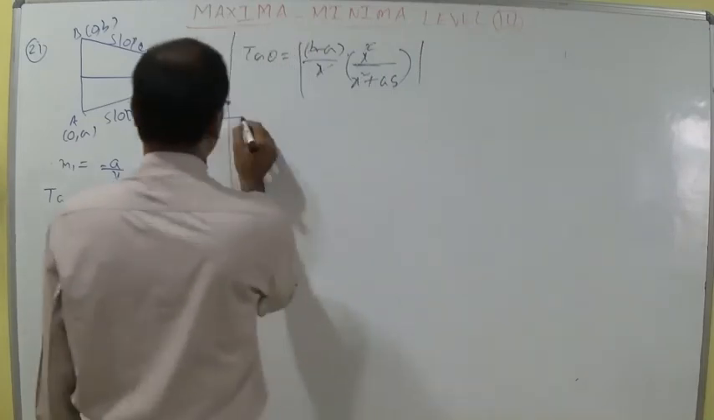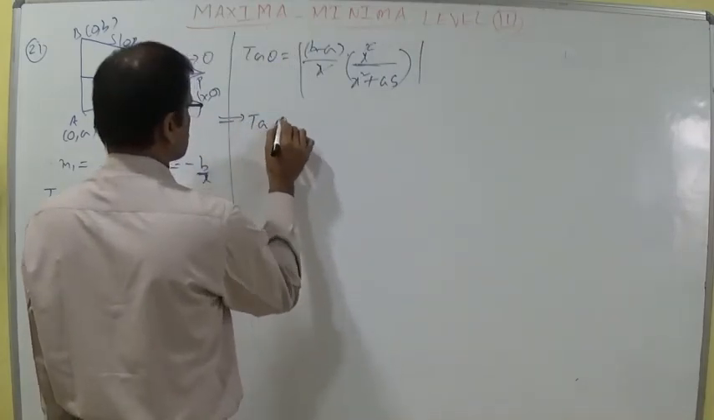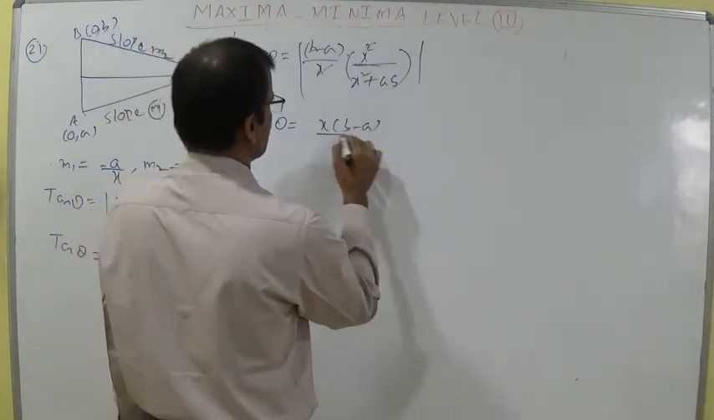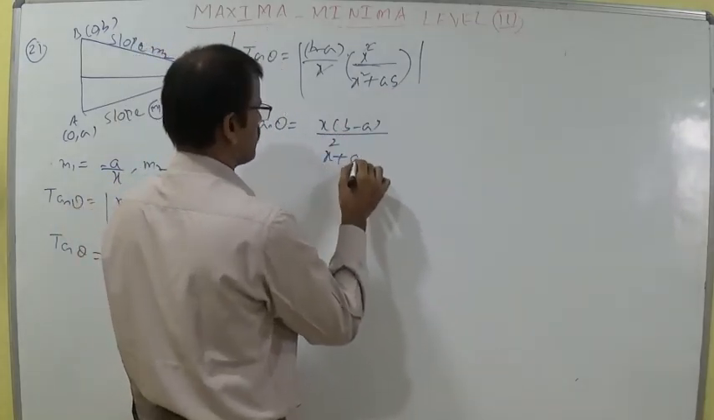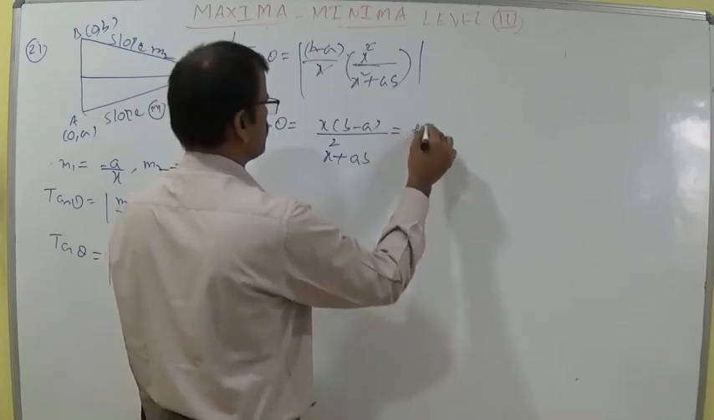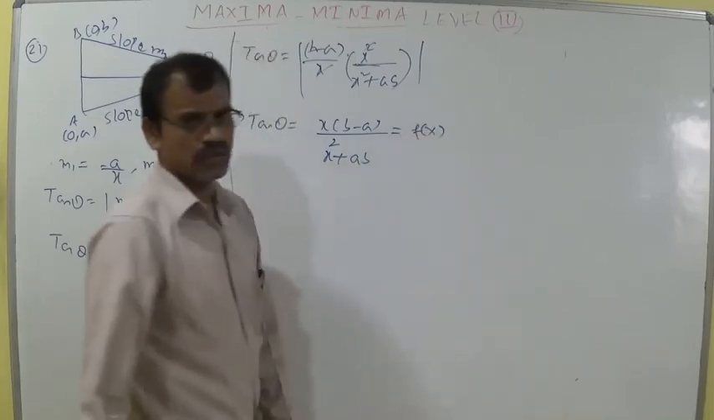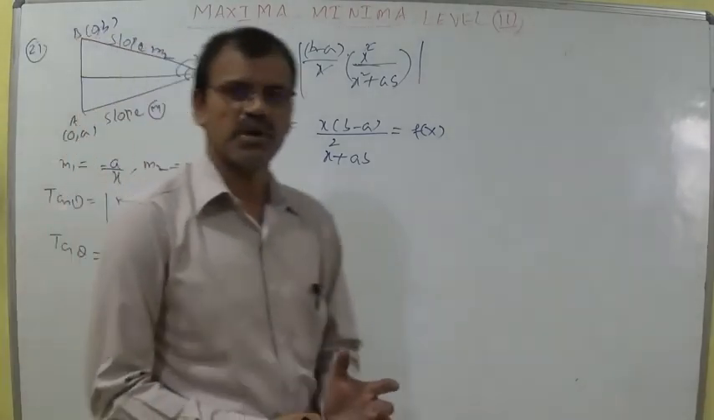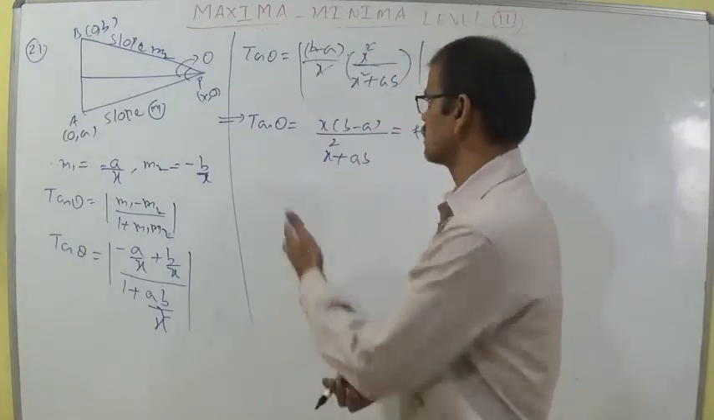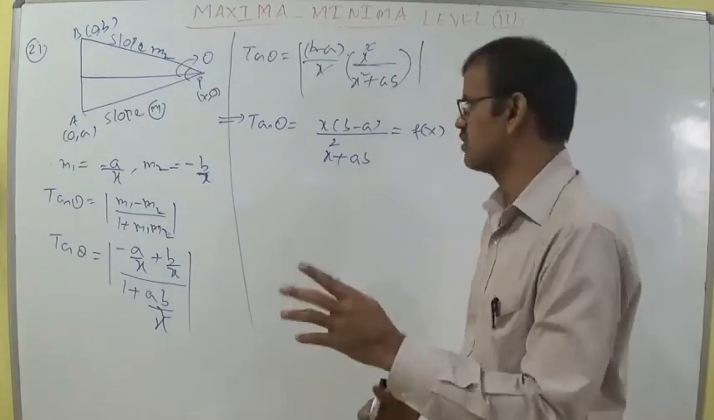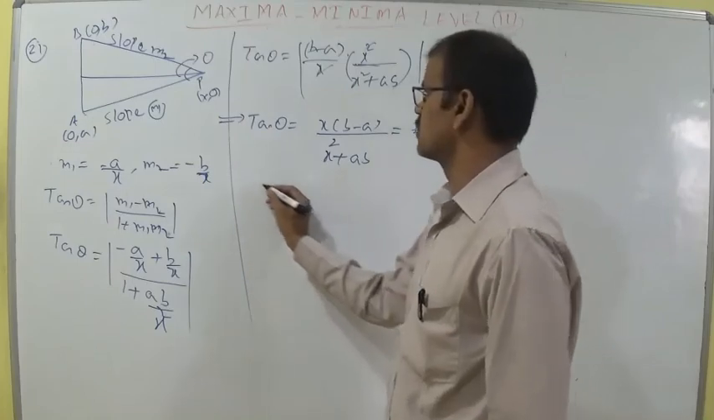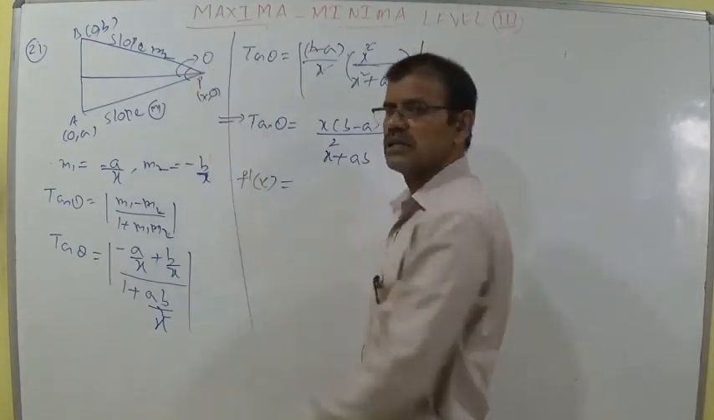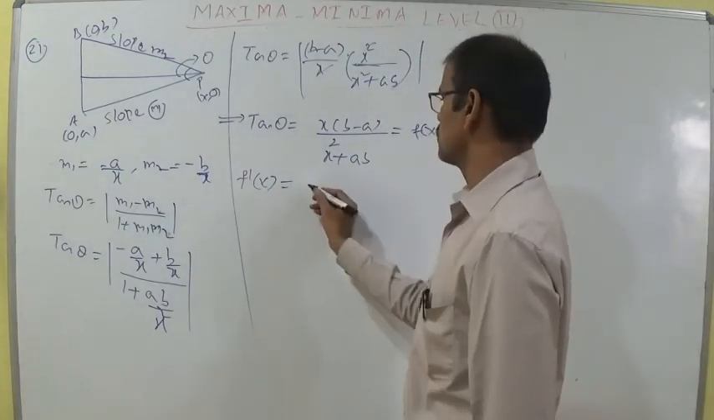So tan theta is equal to x into (b minus a) by (x square plus ab). Let this one be f of x. Why should we write theta unnecessarily? There is no preference of theta, there is no value for theta. So think of f of x, and to find whether the angle is min or max, calculate the derivative f dash x, and f dash x is equal to 0.